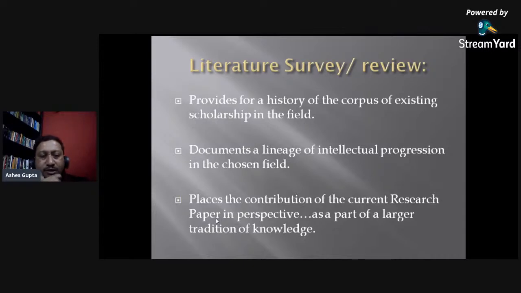You should also be able to place the contribution of the current research paper in perspective as a part of a larger tradition of knowledge. Very important. You cannot be isolated as a research paper writer, as a researcher. Where do you place yourself? How do you figure yourself in the entire structure of human knowledge, hermeneutics? Okay, that is very important. So, what does a literature survey do? It tells you about what has been conducted in this particular field before you were there as a researcher, and tells you precisely where those questions which have not been answered satisfactorily can be a trigger to your research.